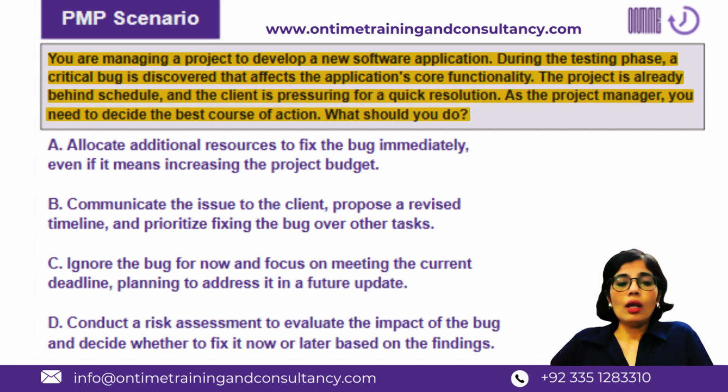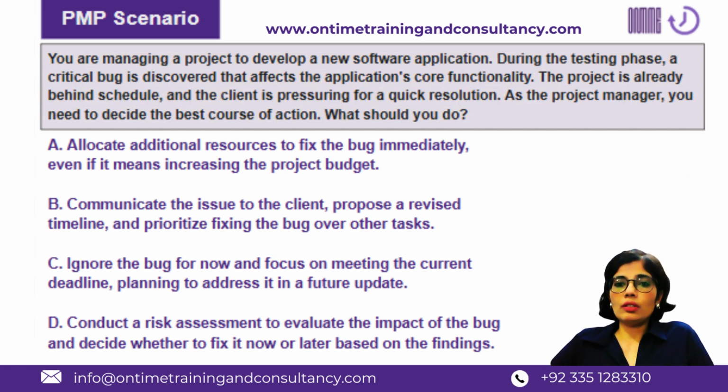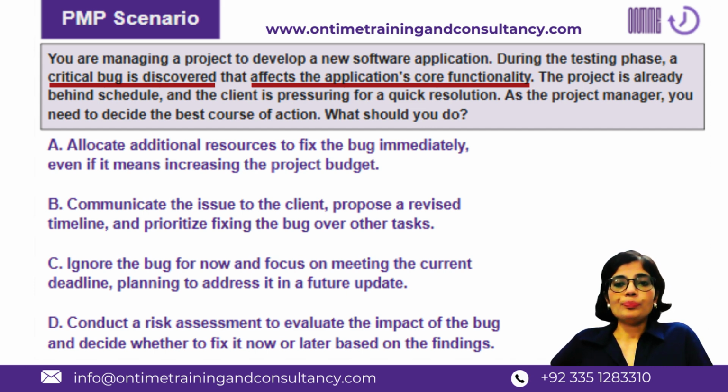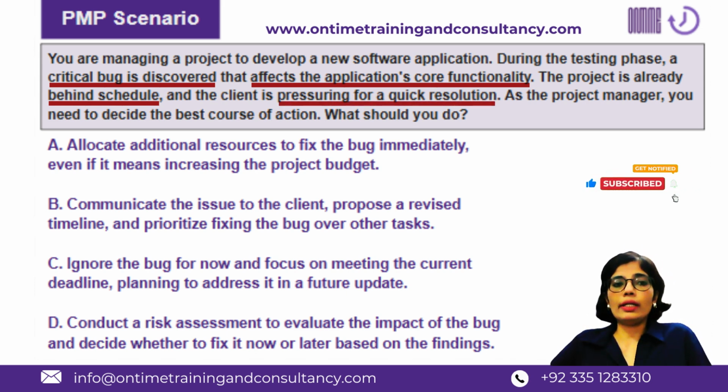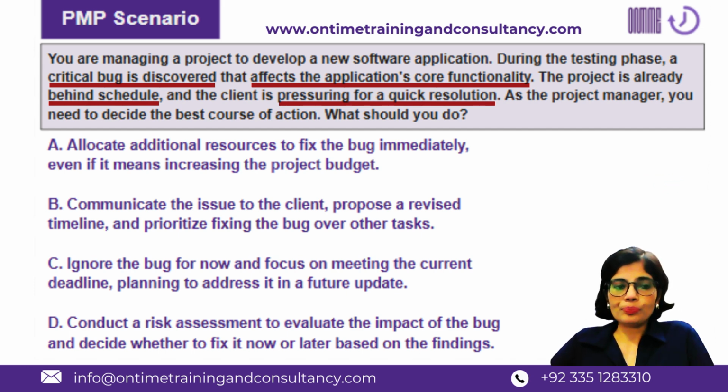What should you do? The key terminologies in this scenario that we may need to focus on is a critical bug is discovered that affects the overall application's functionality. The project is already behind schedule, and the client is pressurizing you to resolve this situation and to keep the project on time. Now, what is the best thing for the project manager to do? We have 4 choices. Let's check the option choices one by one. Option A, allocate the additional resources to fix the bug immediately, even if it means increasing the project budget.